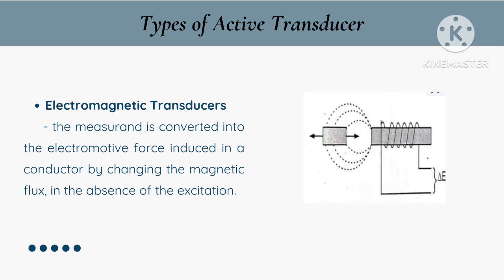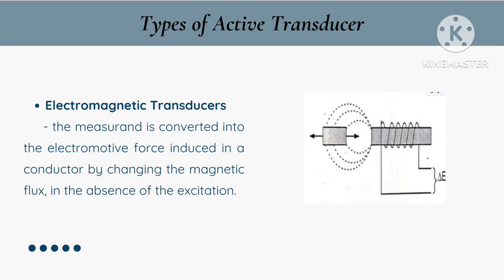Electromagnetic transducers. The measurand is converted into the electromotive force induced in a conductor by changing the magnetic flux in the absence of excitation. Electromagnetic transducers operate on the principle of electromagnetic induction. They convert a measurand into an electromotive force. This conversion happens by changing the magnetic flux within a conductor without any external excitation needed to initiate the process.